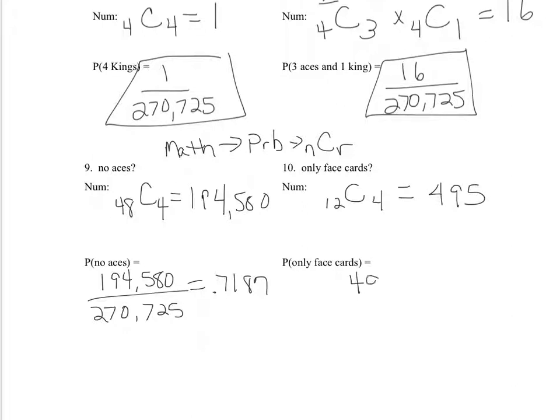So the probability of only face cards is 495 divided by 270,725, which is about 0.0018. That's less than a 1% chance. Again, I would not go to Vegas and bet the cash in my wallet on that happening. Let's look at the next example.